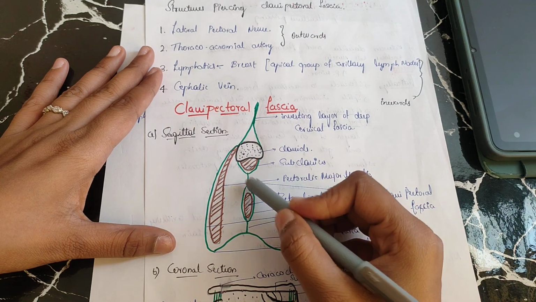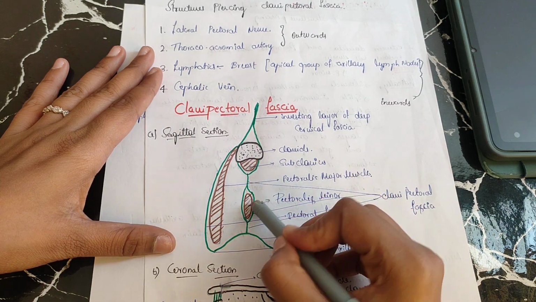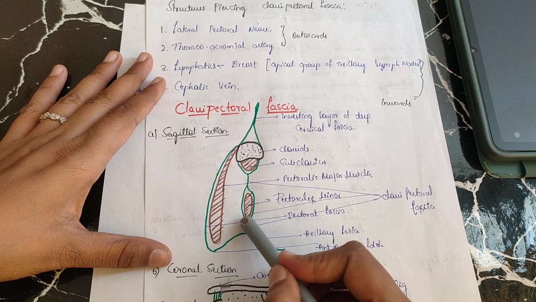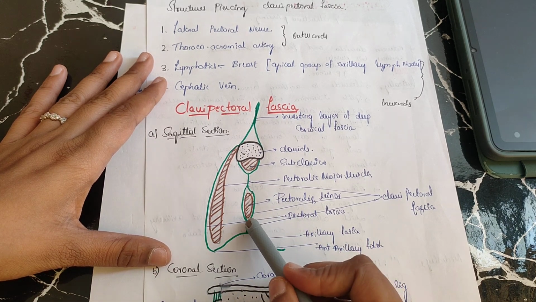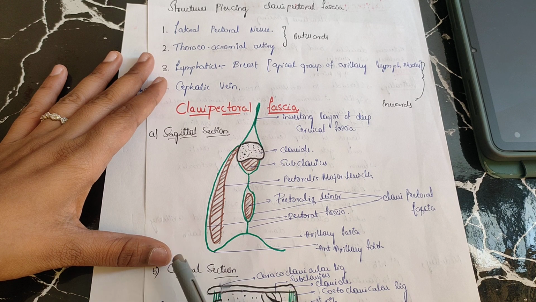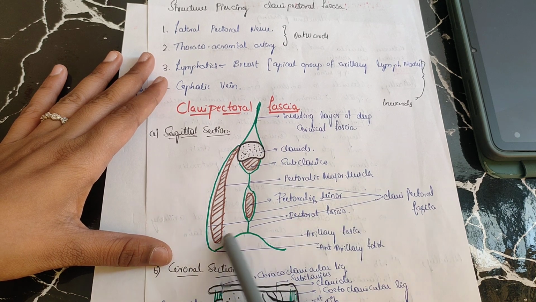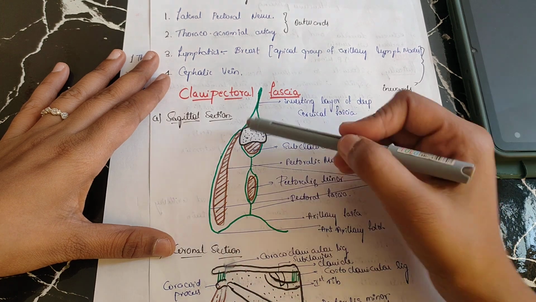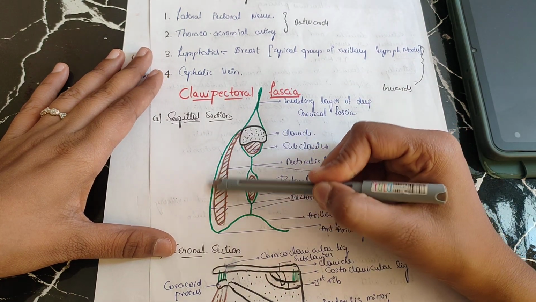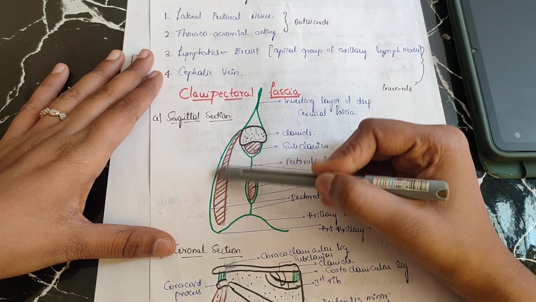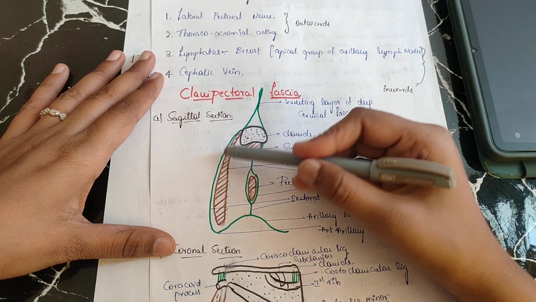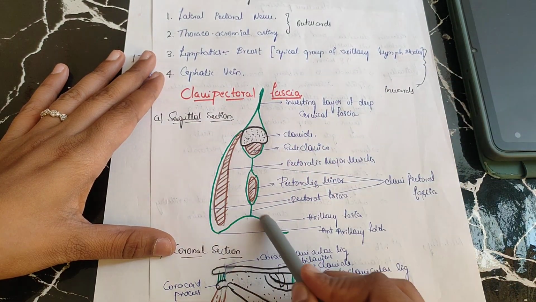fascia. Below also it splits and encloses another muscle, that is pectoralis minor muscle, and from there it continues as suspensory ligament of axilla, which is attached to the axillary fascia, which helps in maintaining the dome shape of the axillary fascia. And pectoralis major muscle is attached to the clavicle. The fascia above the pectoralis major muscle will be pectoral fascia, and it becomes continuous with the axillary fascia.